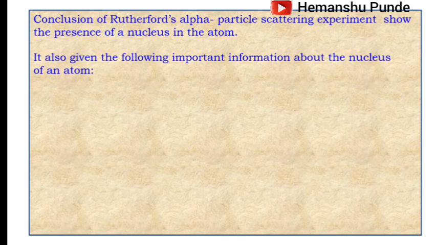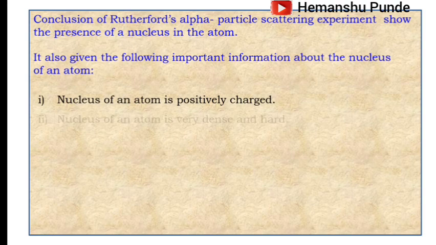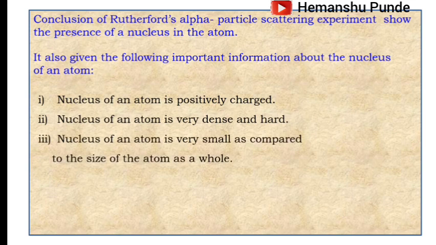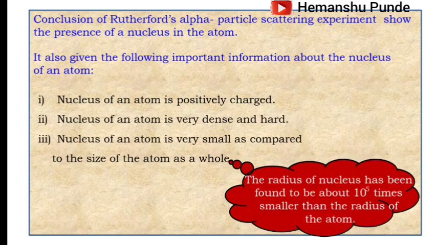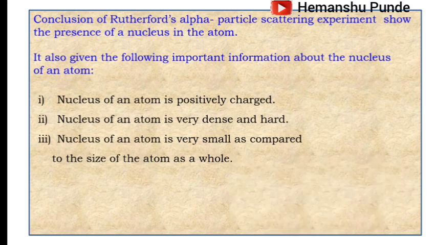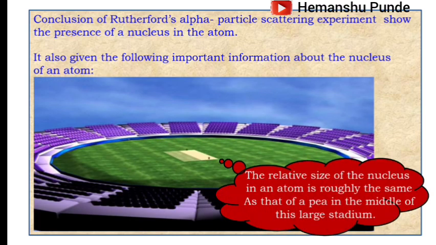It also gave the following important information about the nucleus of an atom. The nucleus of an atom is positively charged. The nucleus of an atom is very dense and hard. But the nucleus of an atom is very small as compared to the size of the atom as a whole. The radius of the nucleus has been found to be 10^5 times smaller than the radius of an atom. Just like in this cricket stadium, the relative size of the nucleus in an atom is roughly the same as that of a pea in the middle of this large stadium.